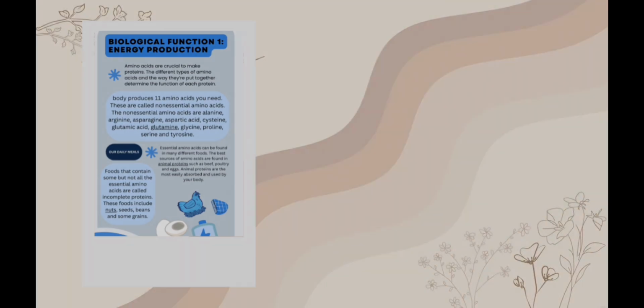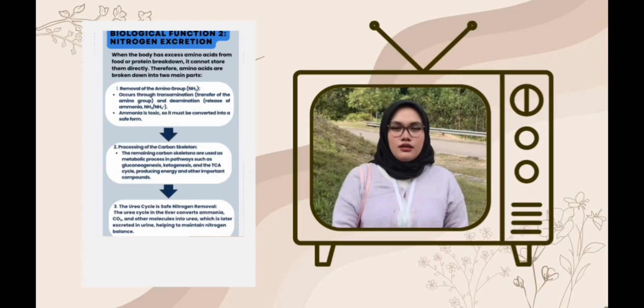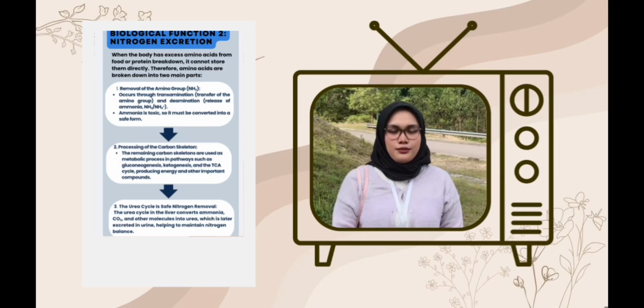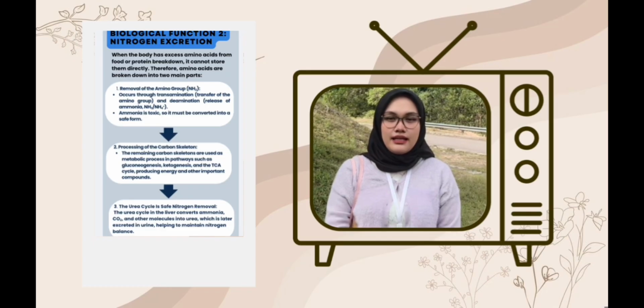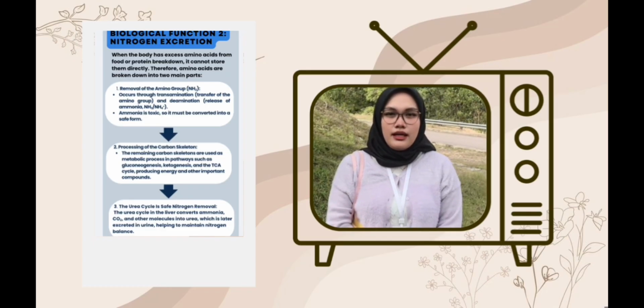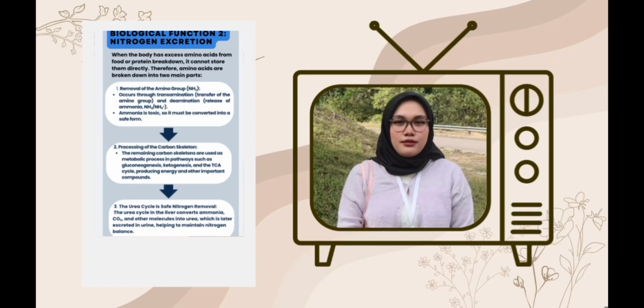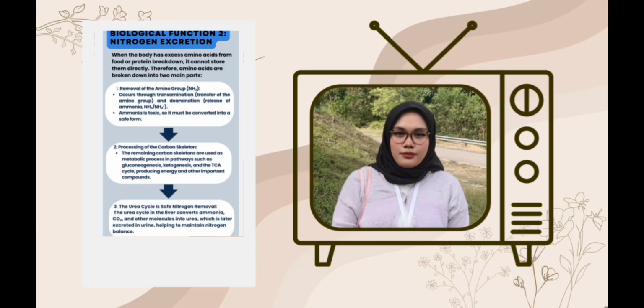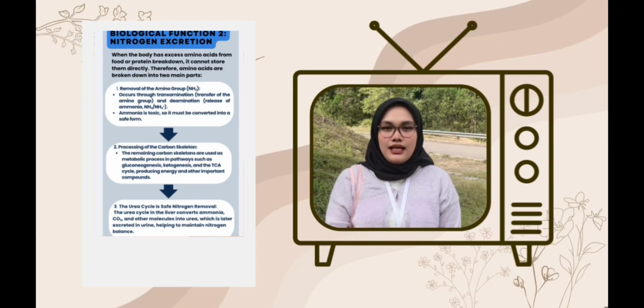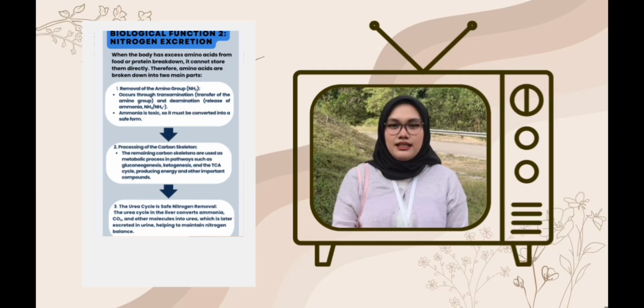Thank you. Hi everyone, today I'm gonna talk about biological function 2, which is nitrogen excretion. When our body has too many amino acids and cannot store them anymore, our body will break them into 3 parts, which is the removal of amino group, the carbon skeleton, and the urea cycle.